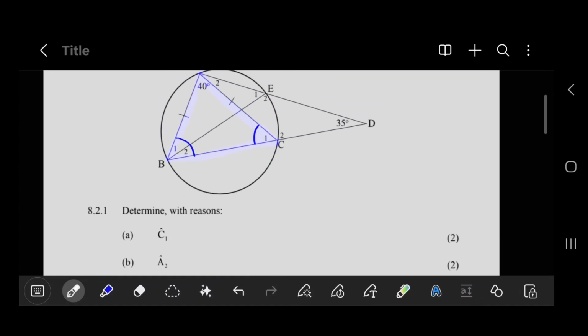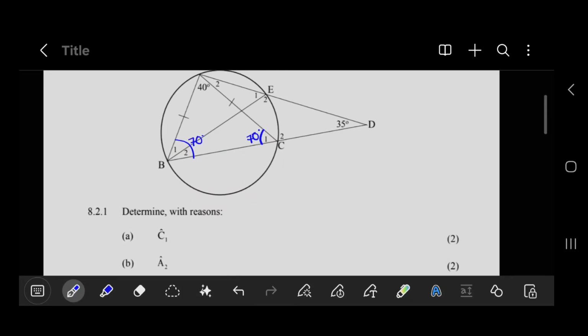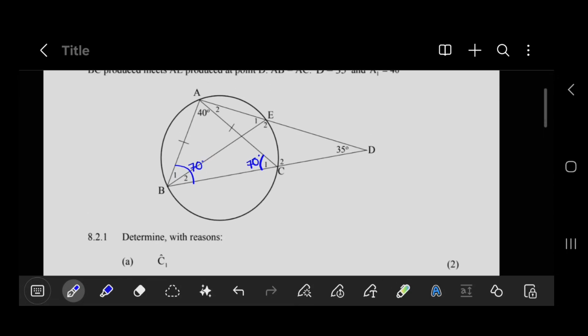Okay, so on our diagram, we can fill that in. But remember, it's those two corners that are 70 degrees. Next, we need to calculate angle A2. So here is where angle A2 is situated.